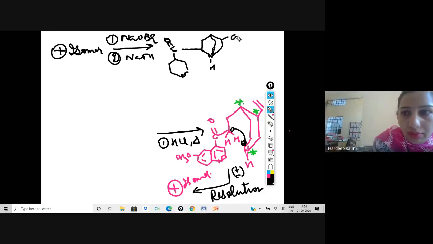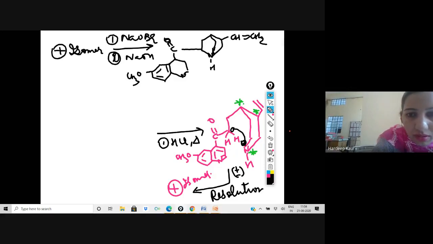So here we have CH double bond CH2. So this ring is formed. Now we have here OCH3. Okay. So this is formed. Okay. So once we get this, it is called quinotoxine.